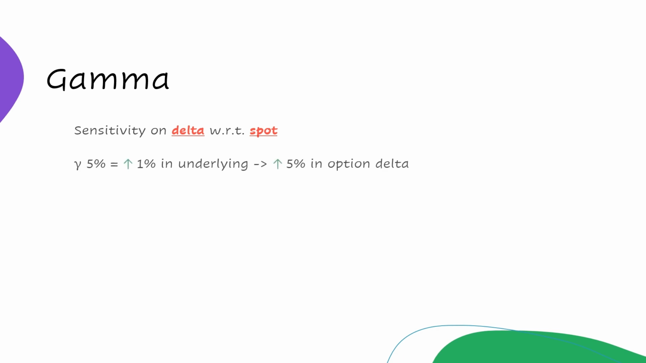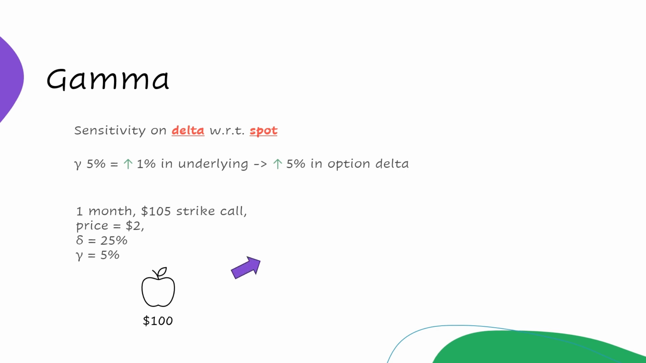Next Greek is gamma. Gamma measures the sensitivity of option delta with respect to underlying spot. Gamma of 5% means $1 increase in underlying spot will cause 5% increase in option delta. For example, if we have a 1-month call option on Apple with strike $105, delta of this call is 25% and gamma is 5%. Apple is at $100 now. If Apple goes up to $101, then the delta of this call option will be 25% original delta plus 1 times 5% gamma, which is 30%.